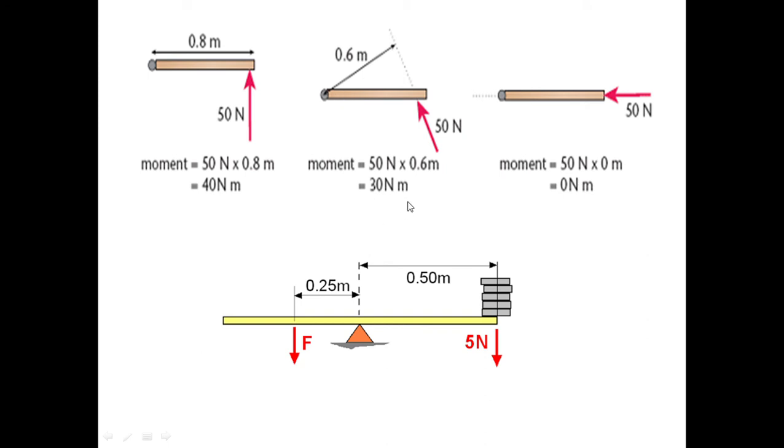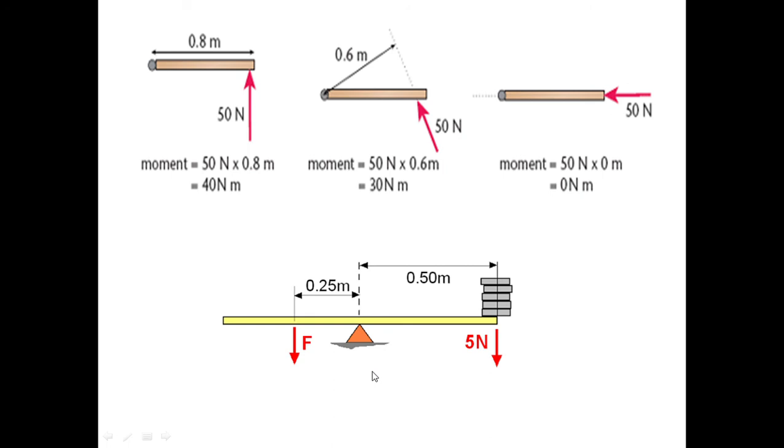Now see, 50 Newton, you have to take the perpendicular distance, 50 Newton into 0.6, 30 Newton meters. Now here, the force of 50 Newton is given but no perpendicular distance. So the moment is also 0. That means this one doesn't rotate.